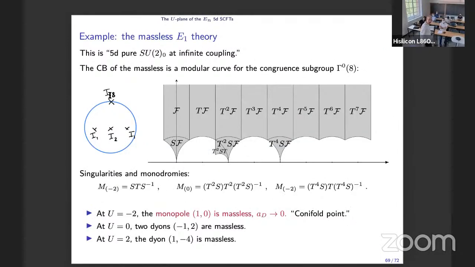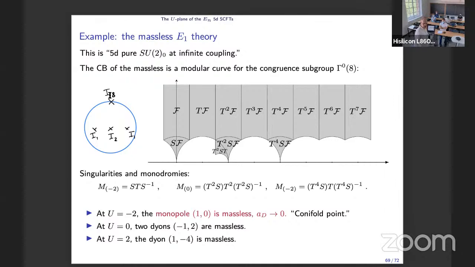Let me conclude maybe here. That's an example of, again, using modularity, a very cute picture of the full massless Coulomb range for the E1 theory, which is like 5D SU(2) at infinite coupling. So there will be a monopole that's massless, two dyons that condense together, and one monopole here. And you can play out a game like that.